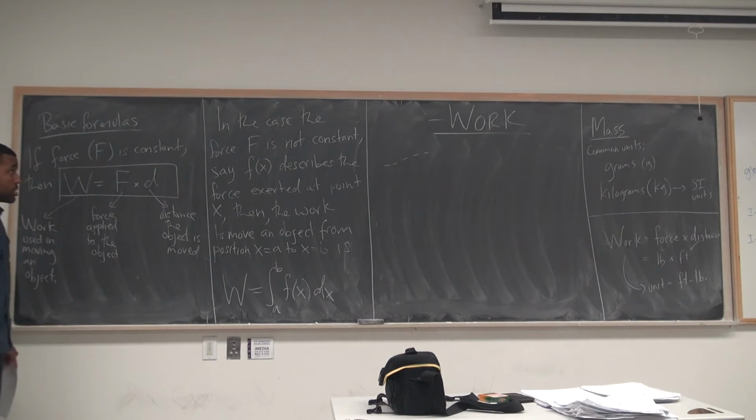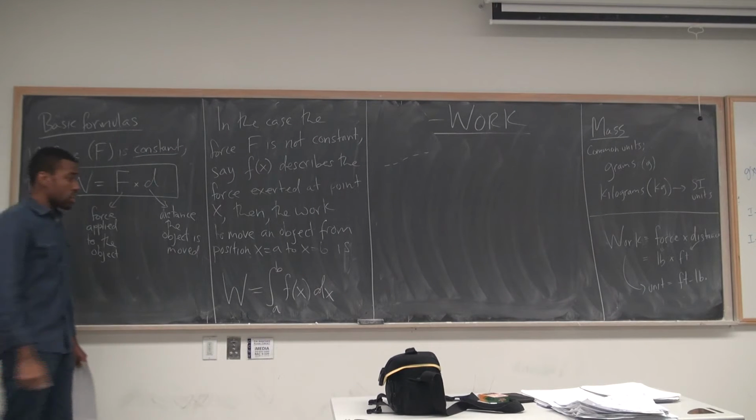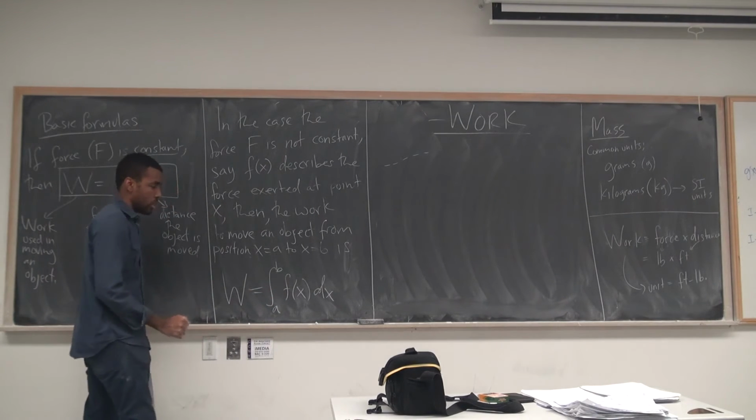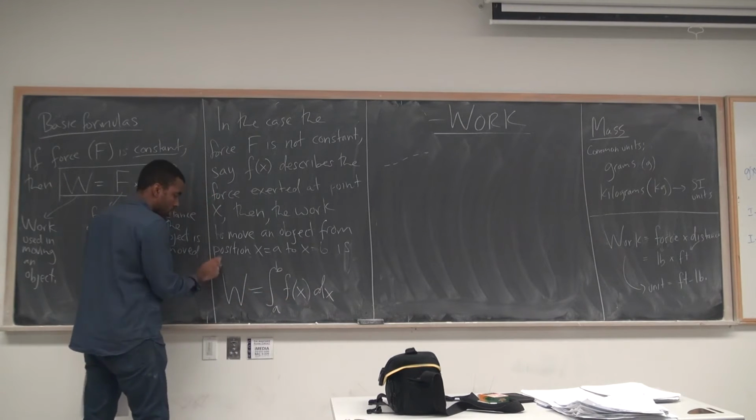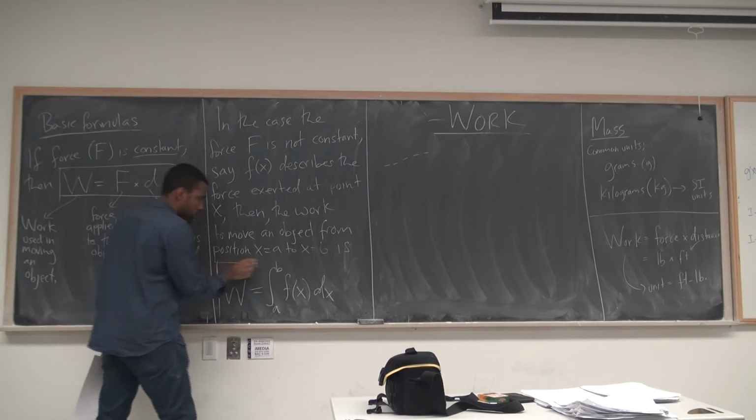Work equals force times distance. If the force is constant, this is what we're going to use. As long as your force is variable, meaning at a certain position the force might change on you, and you can describe it with a function, this is what we're going to use for work.